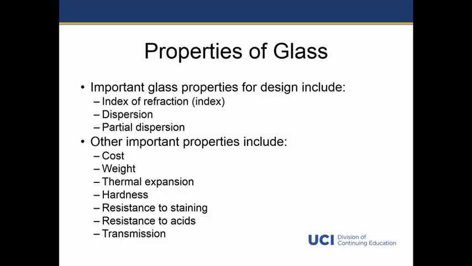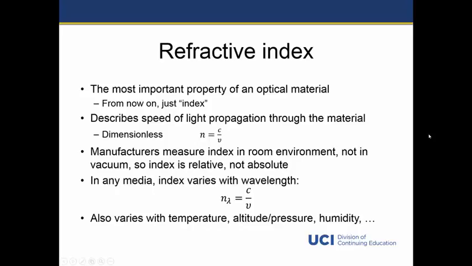Refractive index, or index of refraction, from now on I'm just going to say index, is the most important property of an optical material. And it basically describes how fast the light propagates through a material relative to how fast it would travel in effectively vacuum, but we'll see momentarily we really mean air.